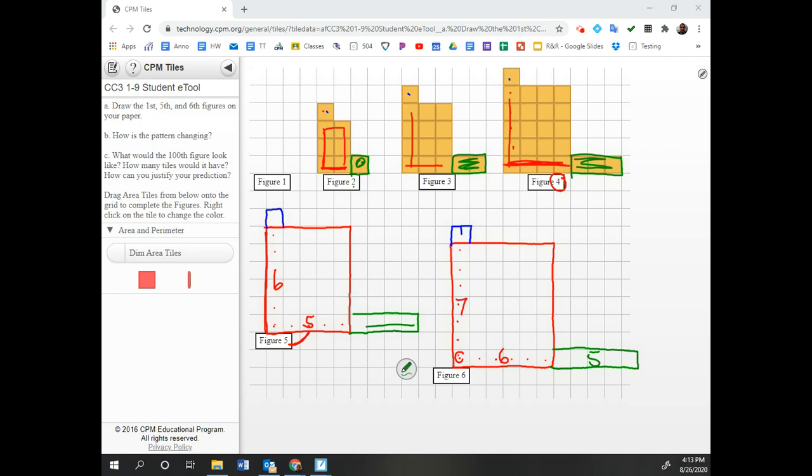Is that what you got? Hopefully. Now, one last challenge. Can you do figure 1? Careful with this one. This one's the trickiest one. Unpause when you think you got it.